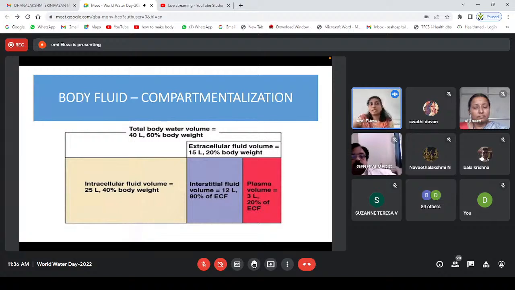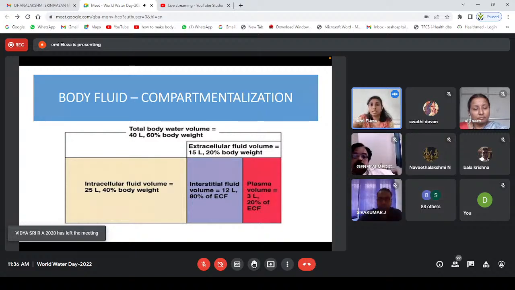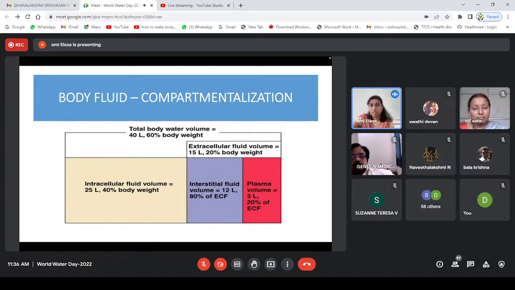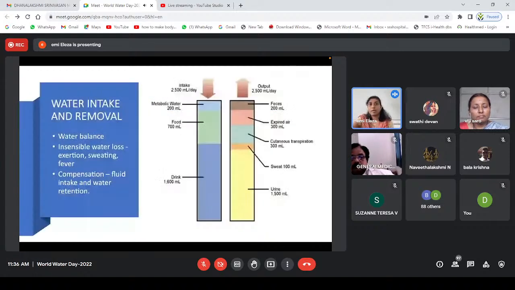Total body water is approximately 60% of the total body weight. Of this, 40% will be intracellular fluid and 20% will be extracellular fluid. Of the extracellular fluid, 80% will be interstitial fluid and 20% will be plasma volume. Water intake will be equal to water output in order to maintain water balance. Some water loss will be there. It's called insensible water loss. It could be due to exertion, sweating, or fever, and compensated by fluid intake and water retention.